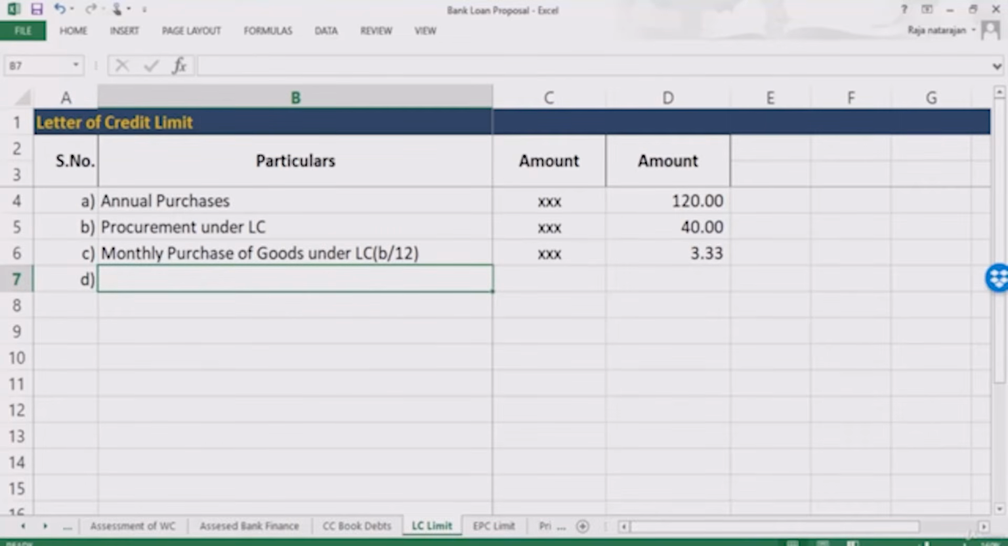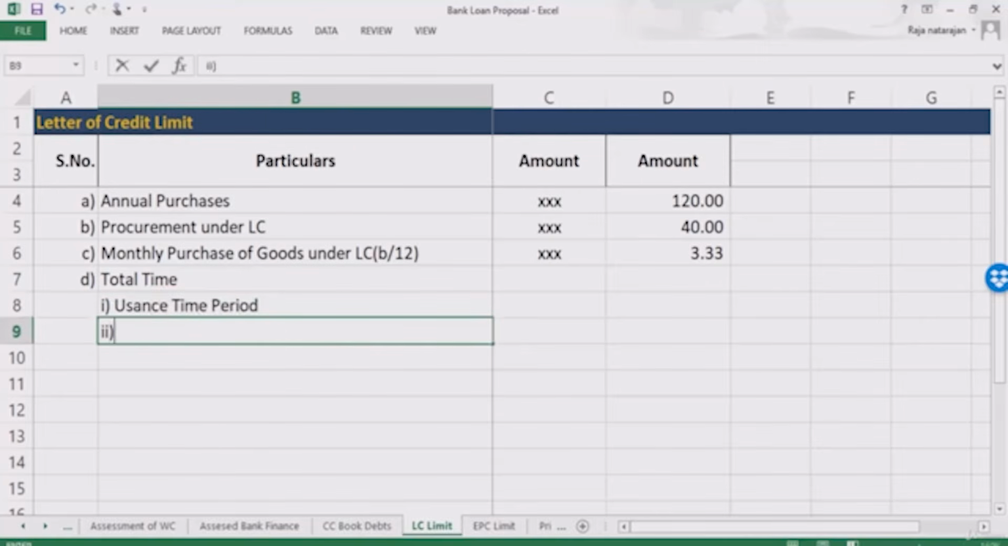Fine. Now we should also factor the credit period because this is on credit, right? LC is issued so that the customer can buy goods on credit. So what is the period involved in this? That is, we should capture total time involved here. Total time in the sense, two time factors are there. One is usance time period and the other one is lead time period. Usance time period is the credit period given by the supplier to the customer. Lead time period is the time taken by the supplier to execute the order.